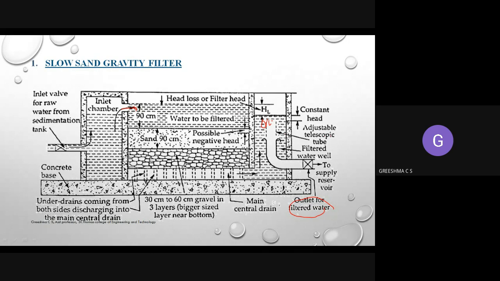In the outlet chamber they have provided an adjustable telescopic tube to maintain a constant discharge of water. So in the inlet portion, a chamber is provided to allow the water into the filter bed, and in the outlet portion an adjustable telescopic tube is provided to maintain a constant discharge of water.